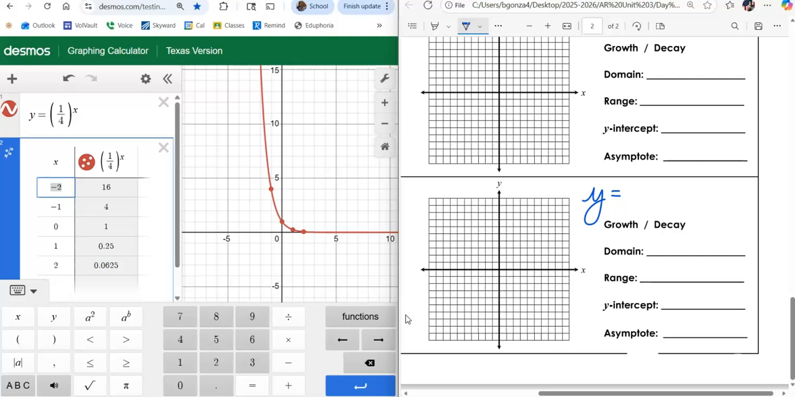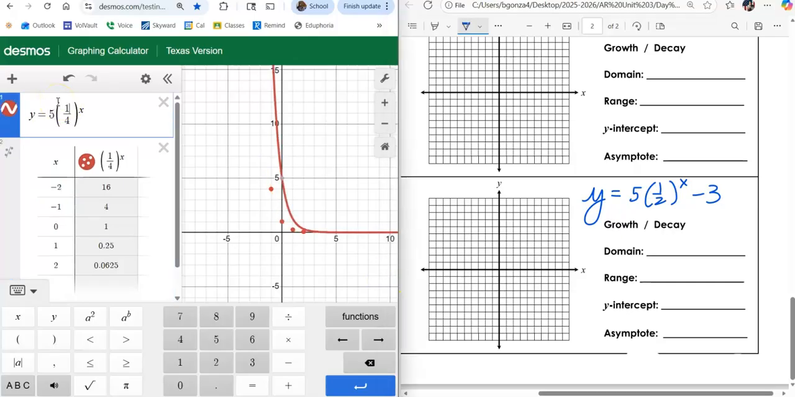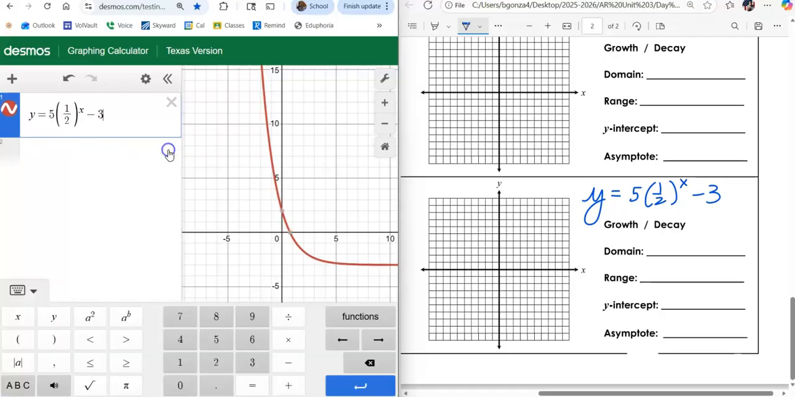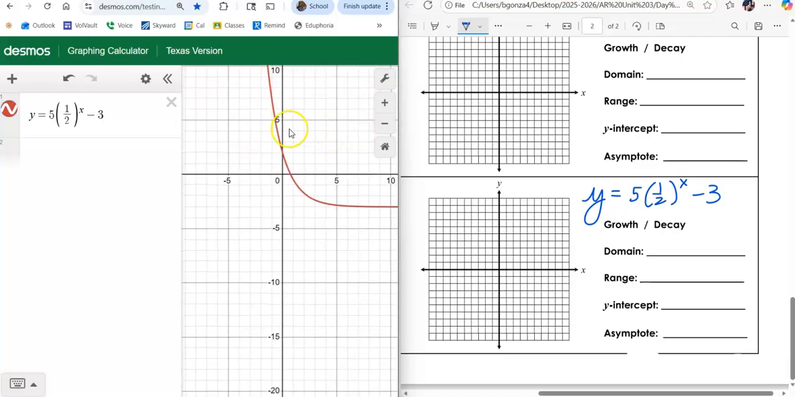y equals 5 times 1/2 to the power of x, minus 3. This minus 3 is very important. Does it shift up, down, left, or right? The minus 3 determines whether it goes up or down. Yes, it's called a vertical translation, a vertical shift. Wake up.